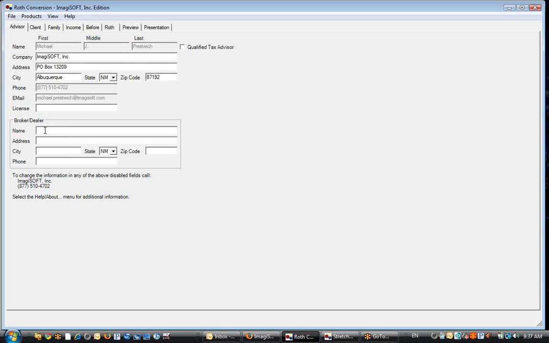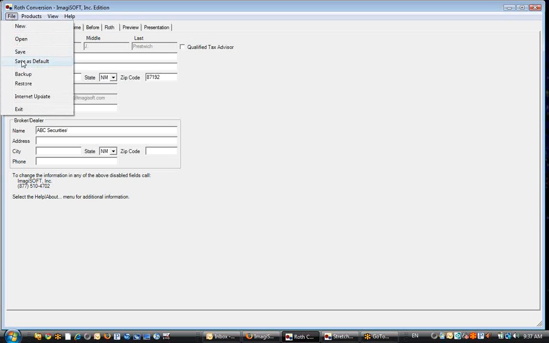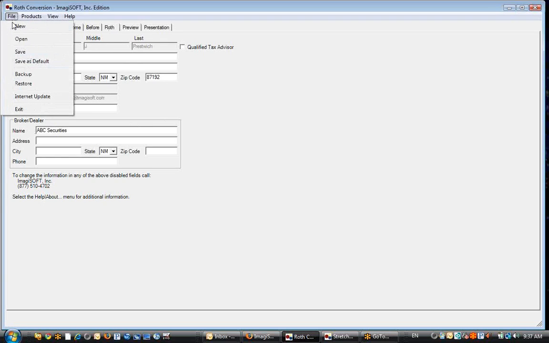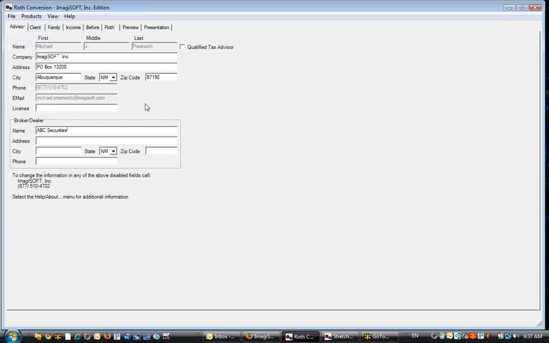If you have a broker-dealer, you'd put in that as well. And then you go File, Save as Default. That way, when you come into the software for the first time, if you do File New, or when you first come into the software, it's going to have all of this information saved. You don't have to type it in each and every time.